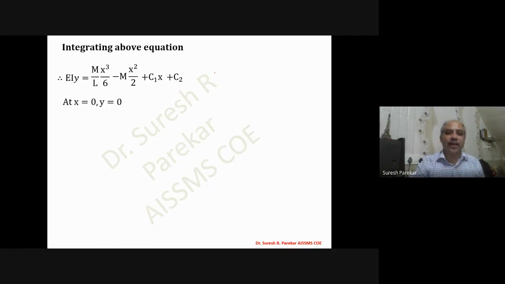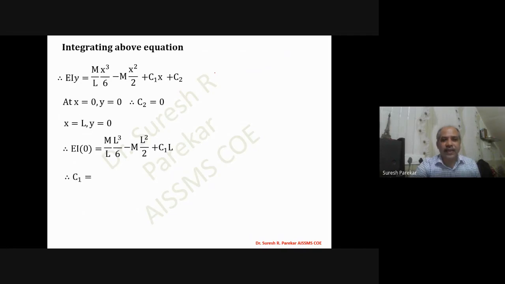So when I go first to x equal to 0, y equal to 0, you can see all the terms except C2 on the right hand side contain x, and y also is 0, and therefore I will get the value of C2 as 0. Then I will go to x equal to L, y equal to 0, and if I substitute this value in this equation, then I will get the value of C1, which is C1 equal to ML by 3.